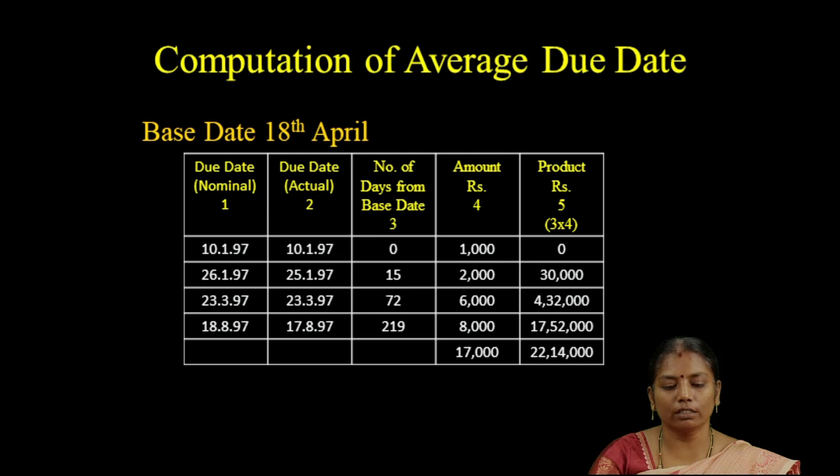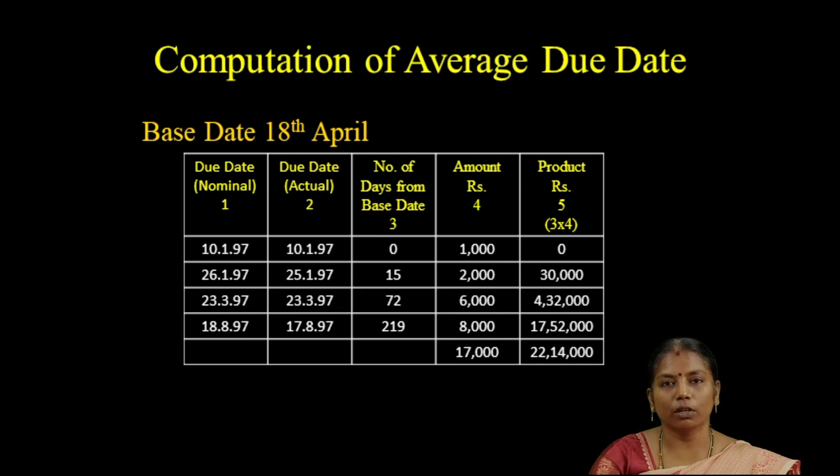Next due date is 26/1/97. Because 26/1/97 is Republic Day, we have to consider the day before as the due date. So the due date will be 25/1/97. So number of days is 15. Then the amount column is 2,000. So totally 30,000 will be the product.